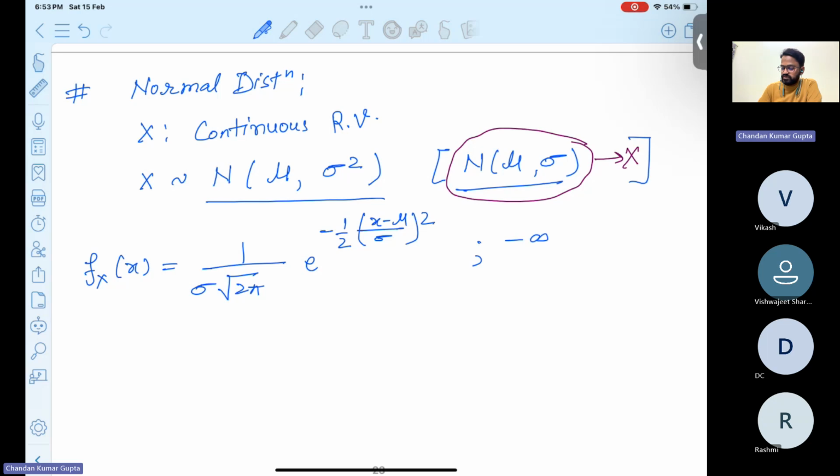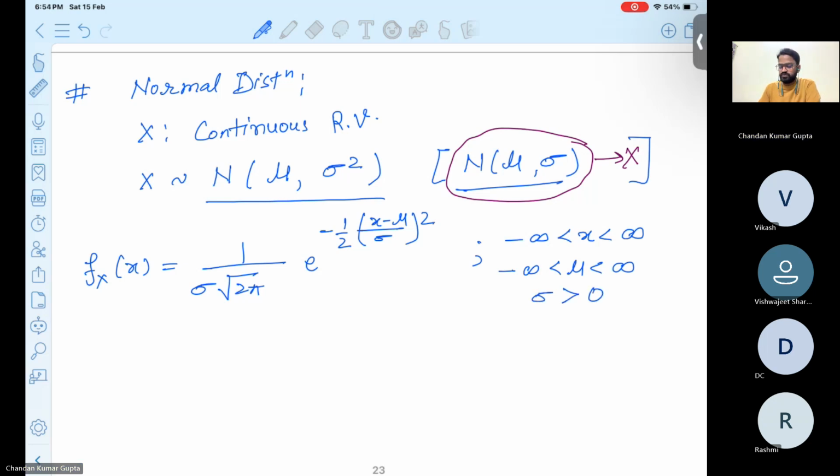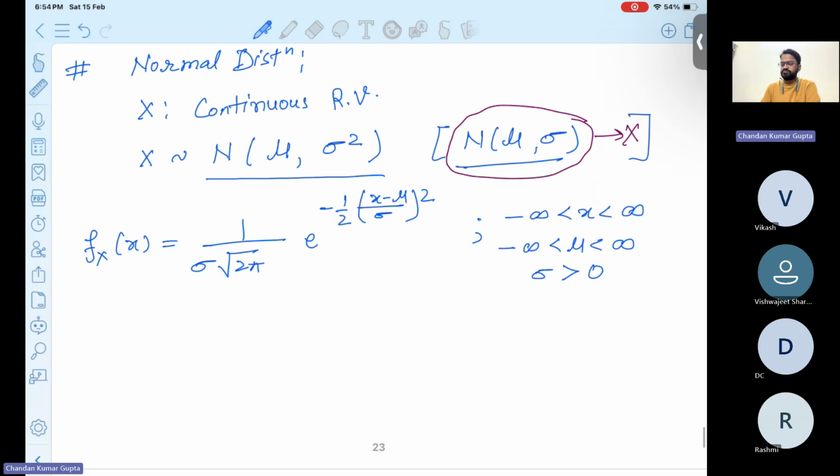Here the support ranges from minus infinity to infinity. The mu is the location parameter, which also ranges from minus infinity to infinity. And the sigma is a scale parameter, which is greater than 0. Okay. So this is the form of the normal distribution, or the PDF of the normal distribution.